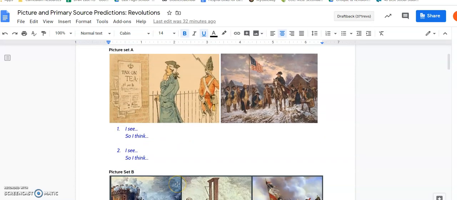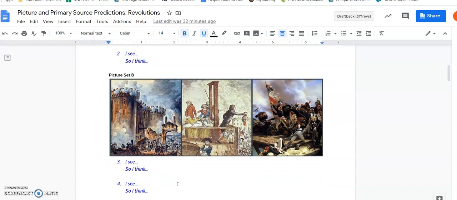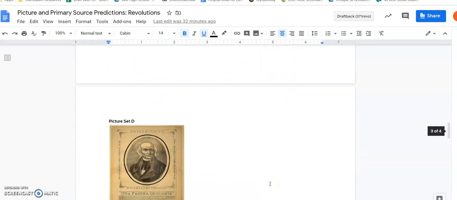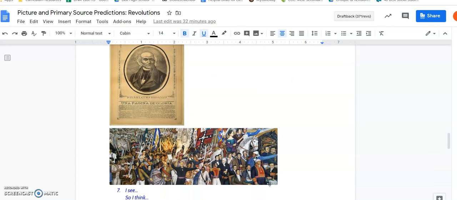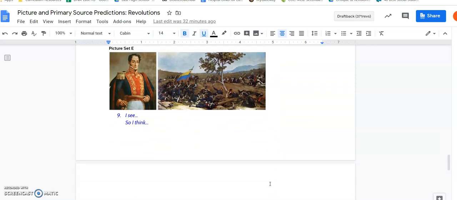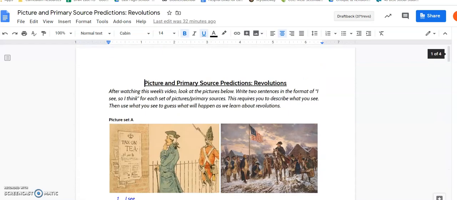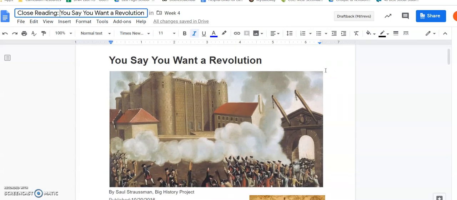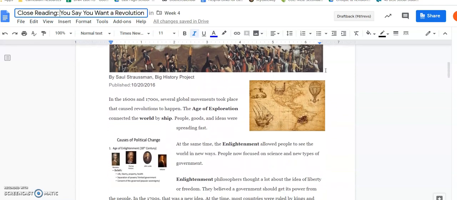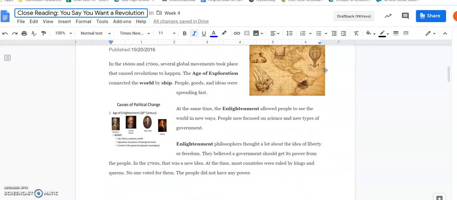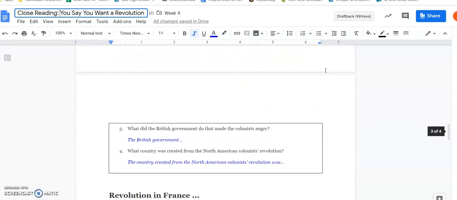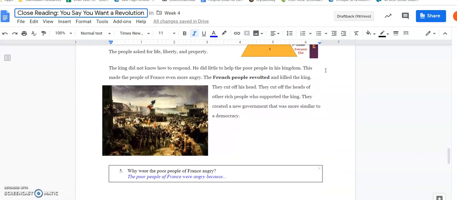So you have picture set A, picture set B, picture set C, picture set D, and picture set E. You are going to complete all of these for full points. Now, the other thing you need to do is after you have completed that, you need to read this article here. You say you want a revolution. This explains why revolutions started to happen, how they spread, and it gives details on the first two, the American Revolution and the French Revolution.